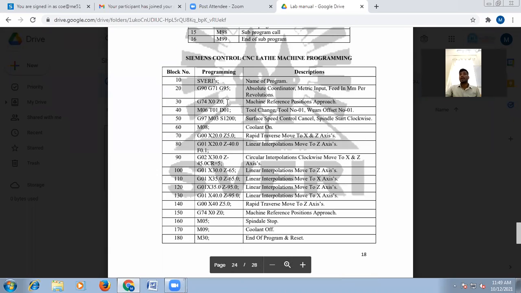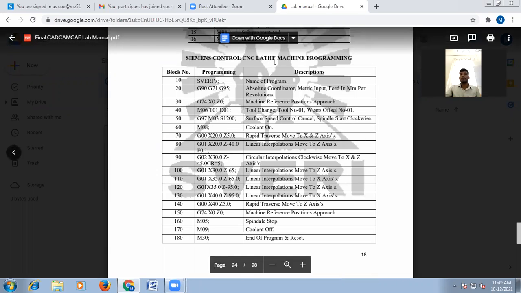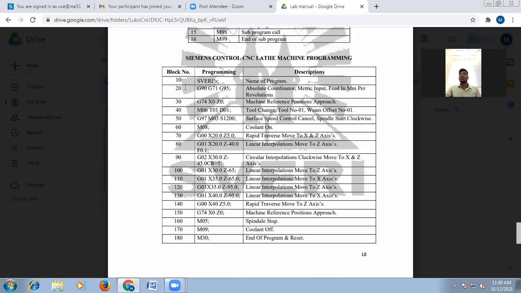Now you can see this is one of the problems where we have to see the actual problem, how to draw, how to write the actual programming. This is one example. I have written one example, Siemens control CNC lathe machining programming. We have to make 3 columns. First column is the block number, second is the programming, and third is the description. The block number is nothing but a serial number.